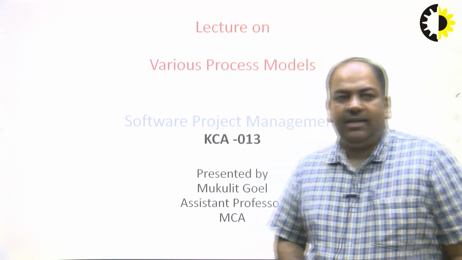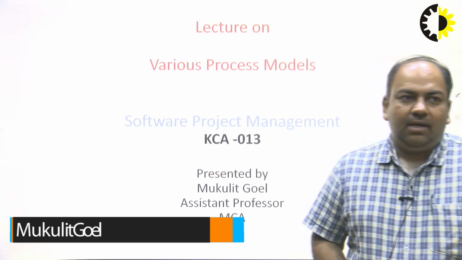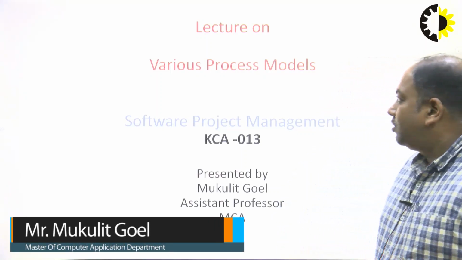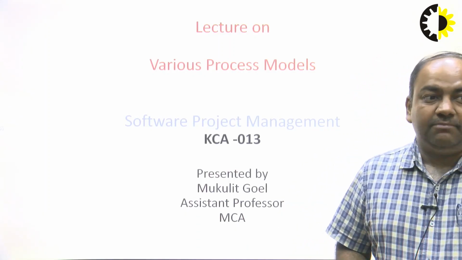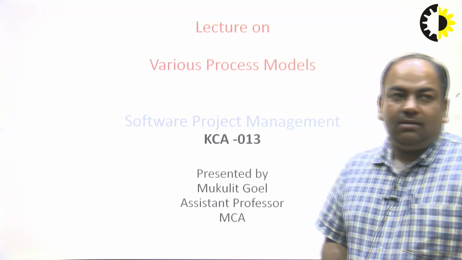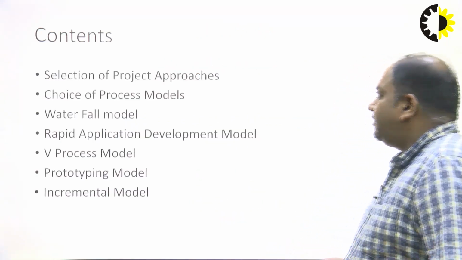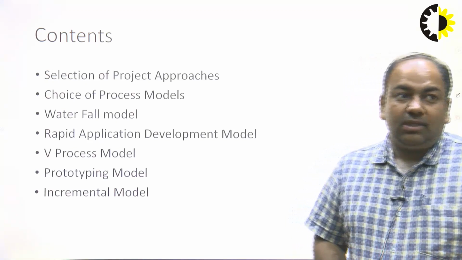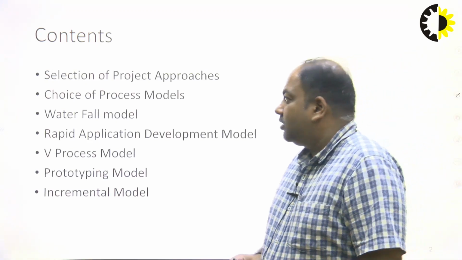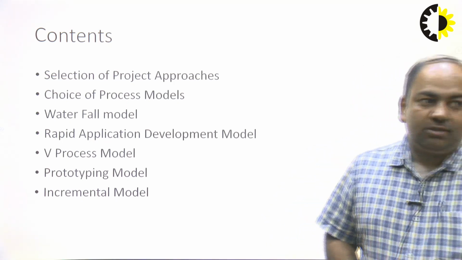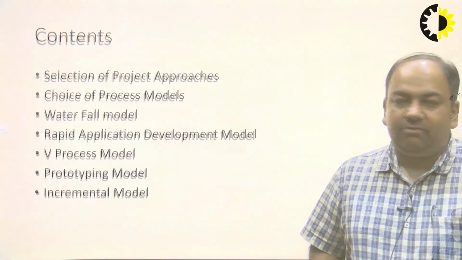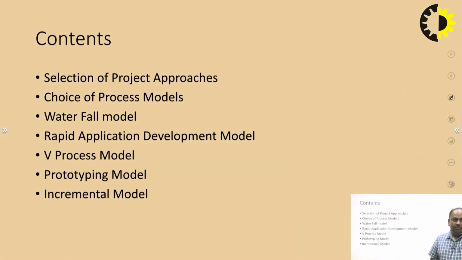I am an assistant professor in the MCA department and today I am here to present a topic based on the various process models from the subject Software Project Management for MCA students. First of all, I will discuss the contents of my slide. The contents are the selection of project approach, then the choice of process models, then the definition and details of the five process models, which are the waterfall model, rapid application development model, V process model, prototyping model and incremental model. First I will start with the selection of project approach.